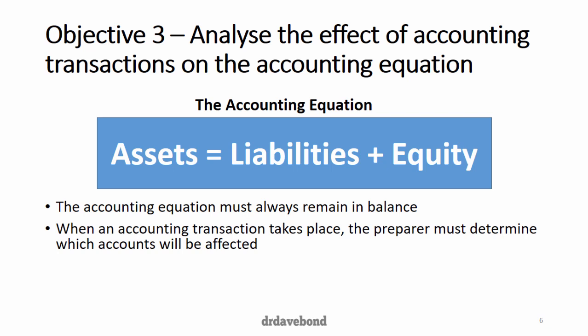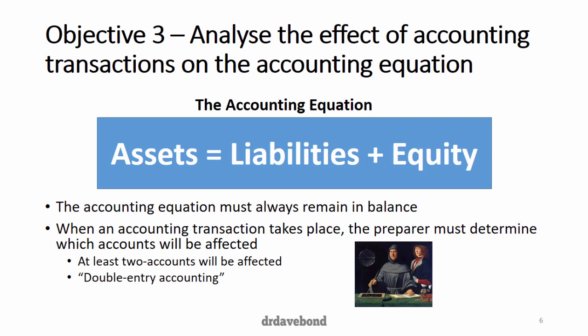And when that transaction takes place, the role of the preparer is to determine which accounts will be affected. And as I was mentioning at the top, that's not always obvious. It might not be obvious which account is affected, and it may not always be obvious how much the account is affected. But to remain in balance, at least two accounts will be affected. And that's this double entry nature of accounting, which was codified back around 1494 with Luca Pacioli.